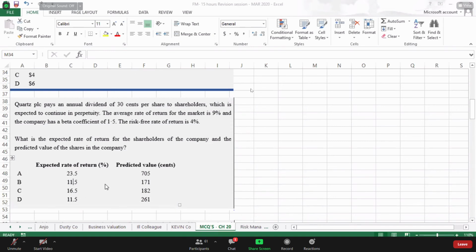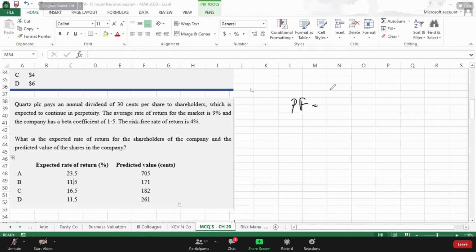Because this is easy. You can use your CAPM. How did you calculate the predicted value? Who can explain? You know, perpetuity factor means how much? 1 by R. So the rate of return is 11.5%. Correct? I hope everyone has got D as the right answer.